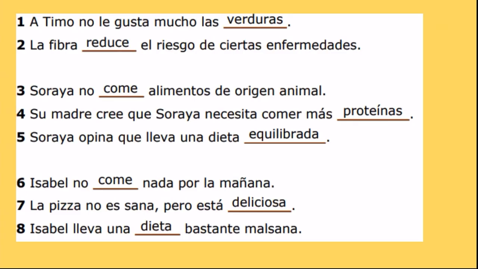Okay, so on the screen now, you can see the answers. So for number 1, we've got verduras. 2 is reduce. 3 come. 4 proteínas. 5 equilibrada. 6 come. 7 deliciosa. Y 8 una dieta, so dieta, okay?